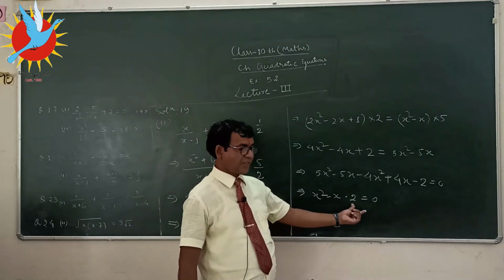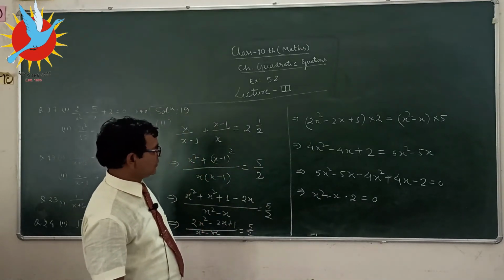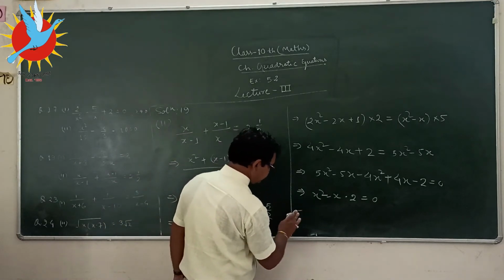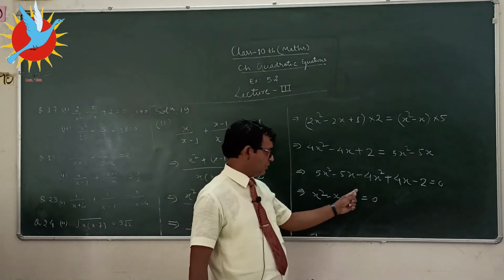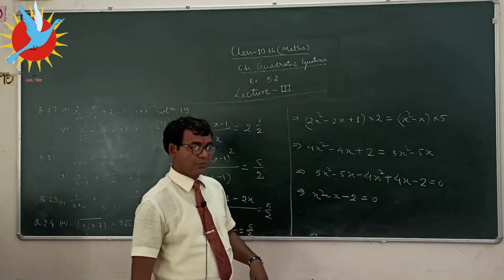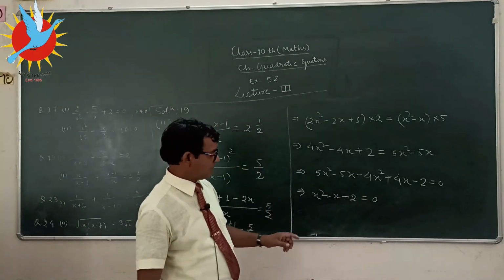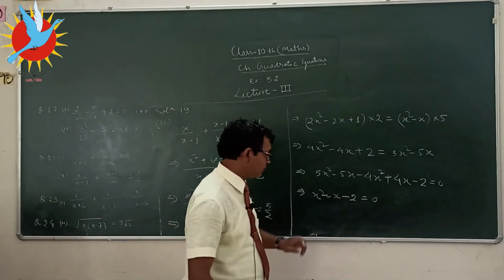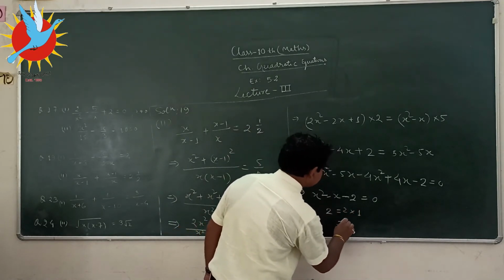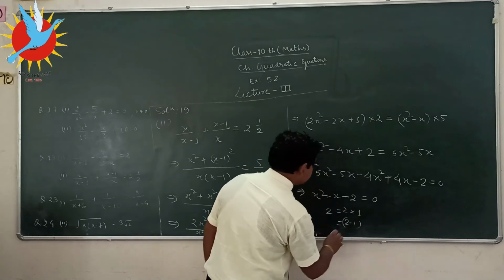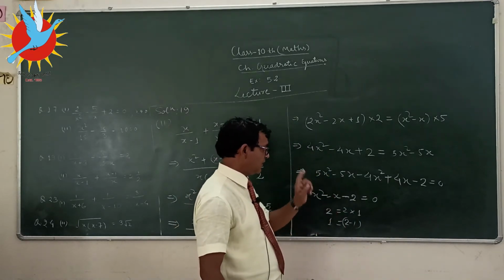Now we have to factorize this equation and find the value of x. Now the constant is minus 2. We have to find out two factors of minus 2 so that the difference of both the factors is equal to 1. So 2 can be written as 2 into 1, and 2 minus 1 would be equal to 1, and this one is the coefficient of x.